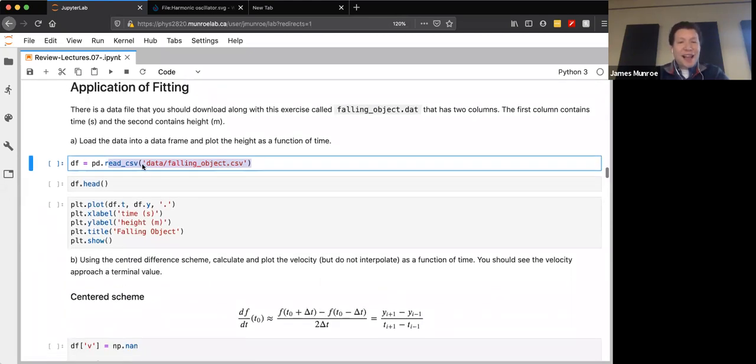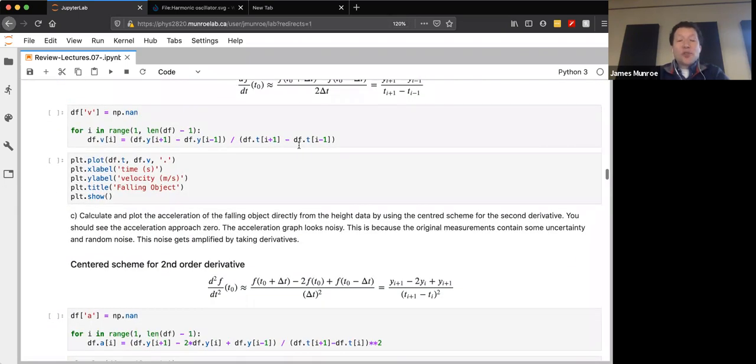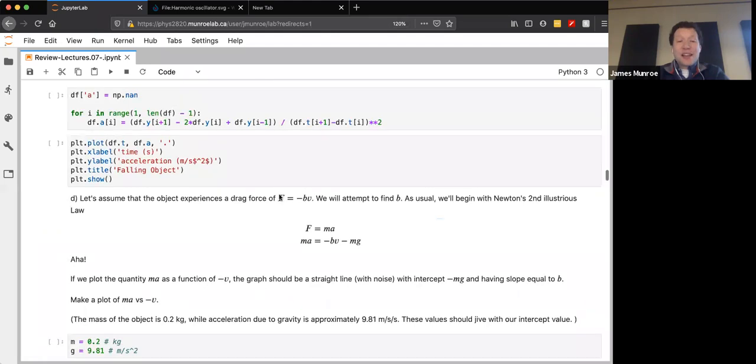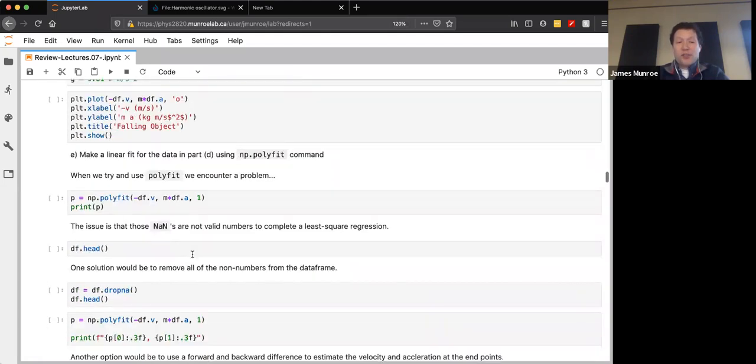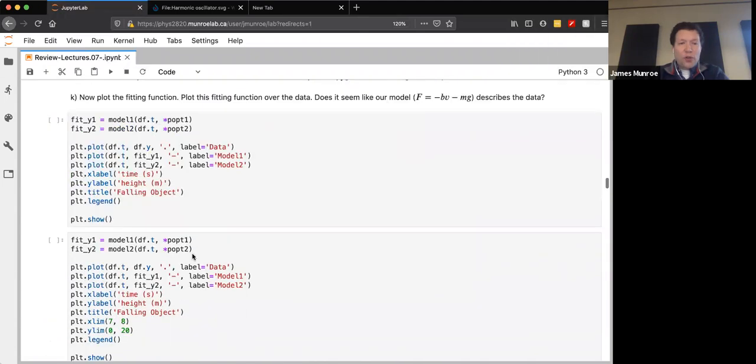So here is an example of fitting some data. You might recognize this as being a center difference formula. Once we have a center difference formula, we can fit that data in different ways. So I'll leave that example in there because I think this is a good way of showing how all these parts work together.